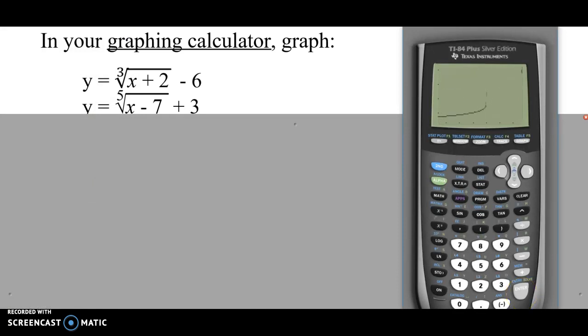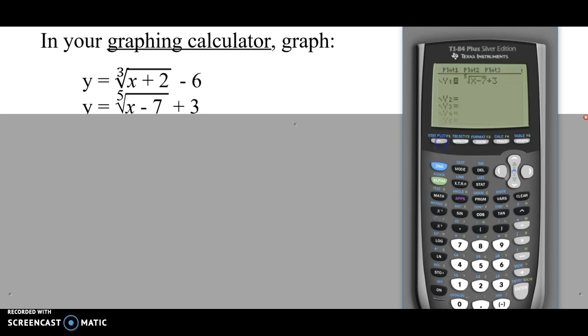And what do you notice about the shape of the fifth root? The calculator's trying its best, but can you still see how it's kind of like the S shape? It's a little bit more steep because the fifth root is giving you a lot smaller outputs than the cube root.